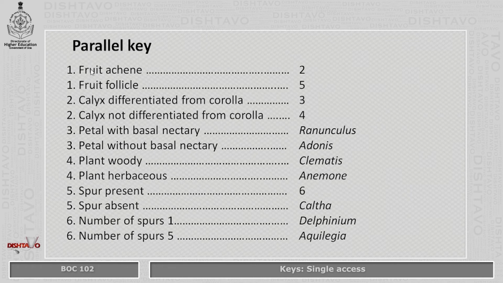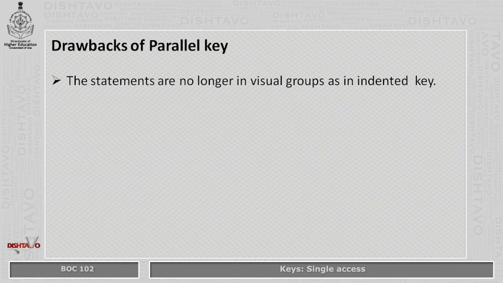Here you all can see the two leads of the couplet are always parallel to one another and always found together. There is no wastage of space as the subsequent couplet is not indented below the first one. Hence, it saves a lot of space if it is used in longer keys to be written in floras. Drawback of parallel key is that the statements are no longer in visual groups as it is found in indented key.